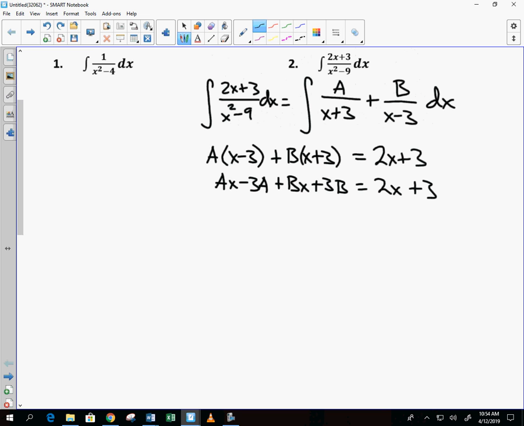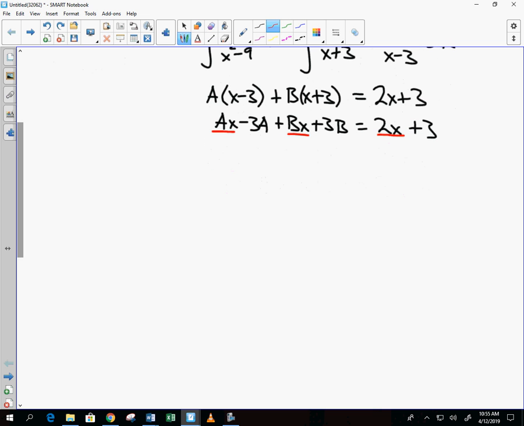Are you good here? Yeah. So I just distribute the a to each term, distribute the b to each term. So now I want to focus on the x's. So could somebody give me an equation that relates the x's? Good. And somebody else give me another equation.